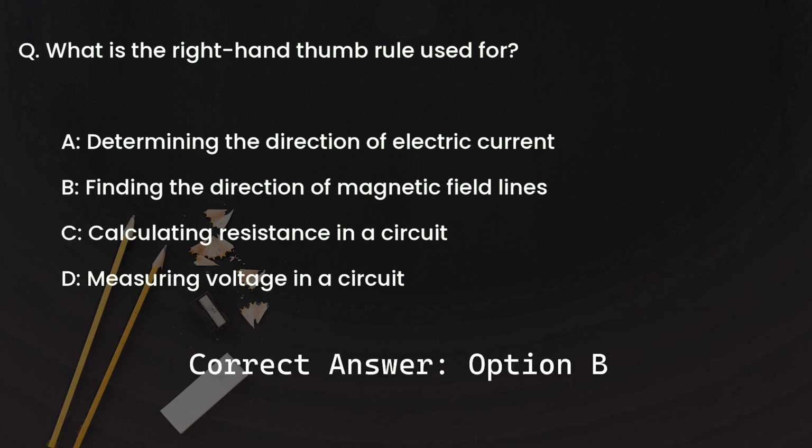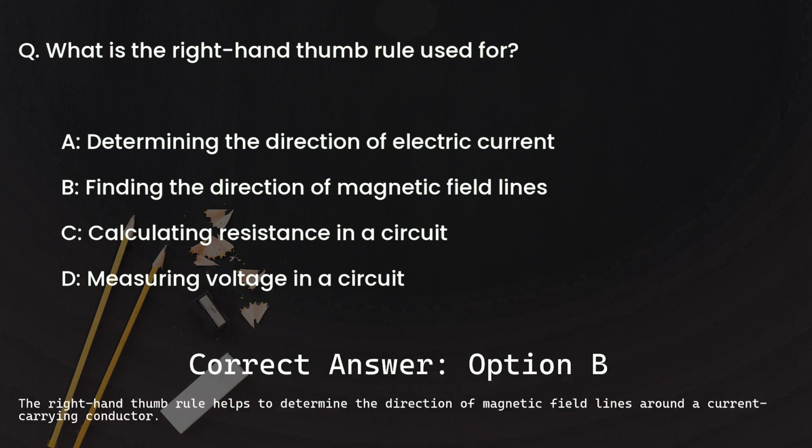The correct answer is option B, which is finding the direction of magnetic field lines. The right-hand thumb rule helps to determine the direction of magnetic field lines around a current-carrying conductor.